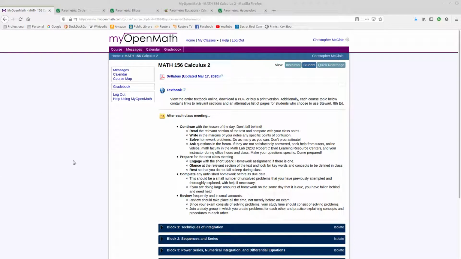Welcome Calculus 2 students to an introductory lecture on parametric equations. I am choosing to use screen capture today to introduce you to this topic with the Desmos online graphing calculator.